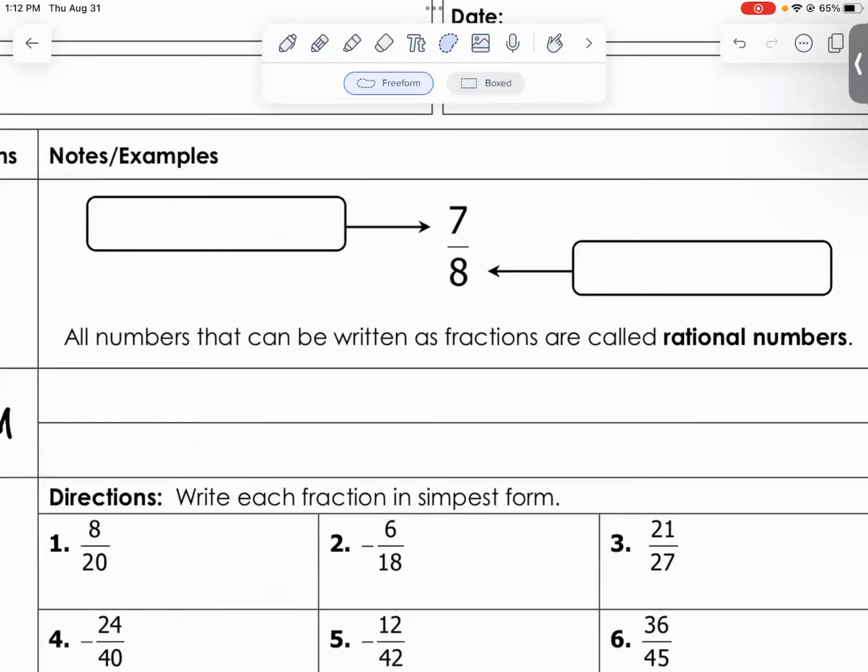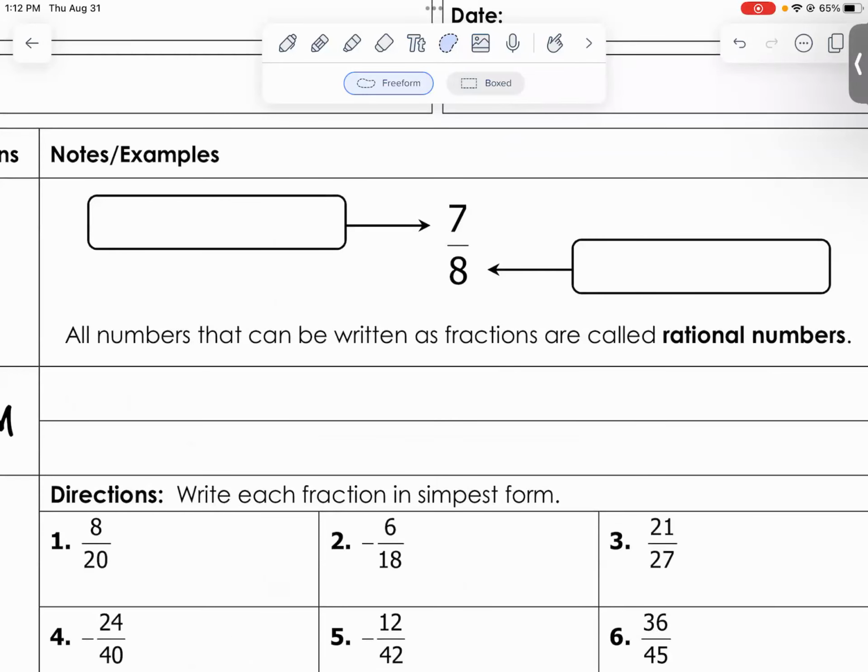Okay. Turn to page 12 and your voices are off. Kaden, what do we call the 7 in that fraction up there? Numerator. Cash, what do we call the 8? The denominator.